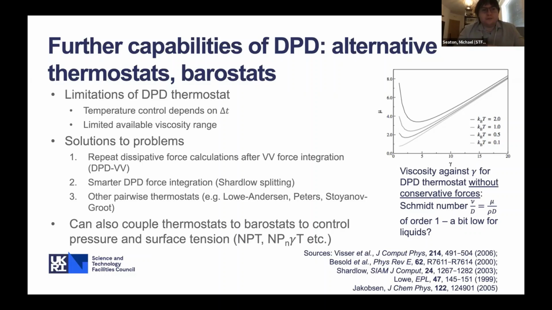It's also possible for us to not just have constant volume and temperature ensembles, but we can also include barostats. And we can couple all of these thermostats to some form of barostat to control system temperature, the surface tension across, say, a lipid bilayer, for instance.